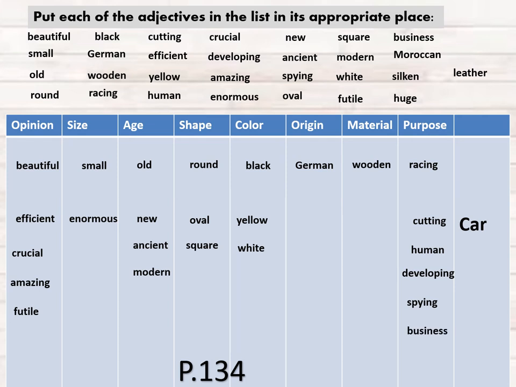Business, for the purpose of business, yes. Moroccan, of course, origin. Silken, made of silk, it's material. And when you say something is huge, very big, it has to do with the size, yes. And leather, these shoes are made of leather, this jacket is made of leather, so that's material, very good, okay.